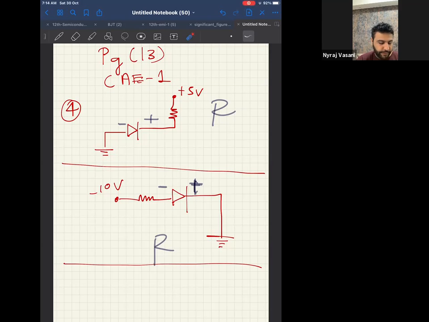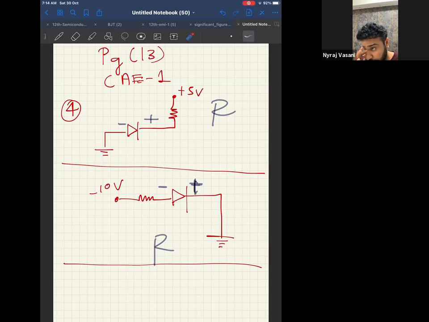No, both cases are reverse. Because over here negative is connected to positive and over here positive is connected to negative. So again, it is the same, reverse bias. What is forward bias? Forward bias is when positive is connected to positive and negative is connected to negative. In this case, negative is connected to positive and positive is connected to negative. Therefore, it is reverse bias. Is it clear, all of you?